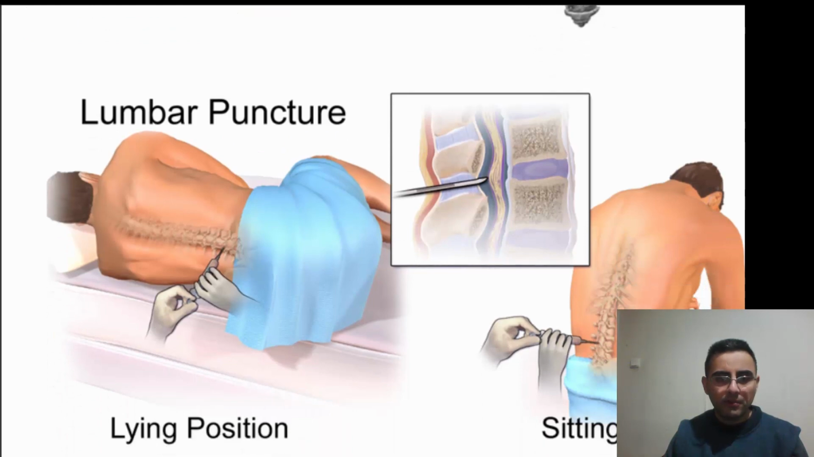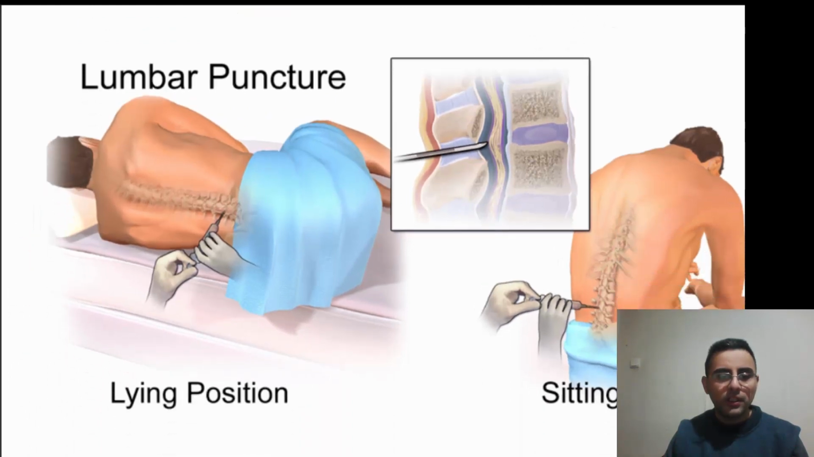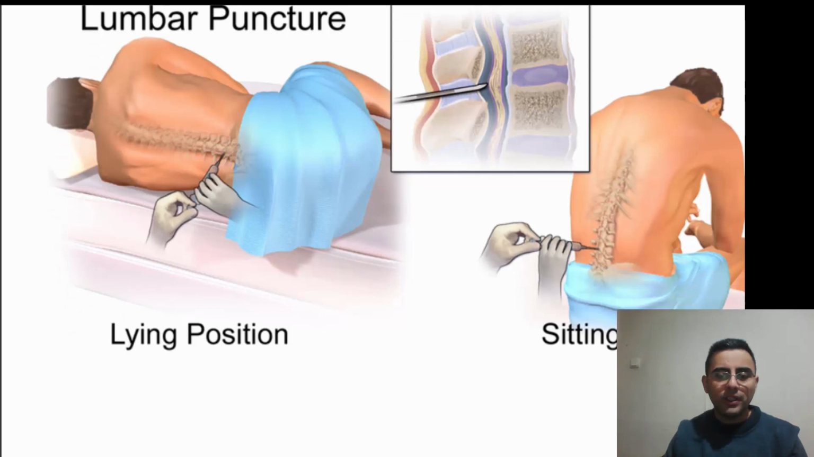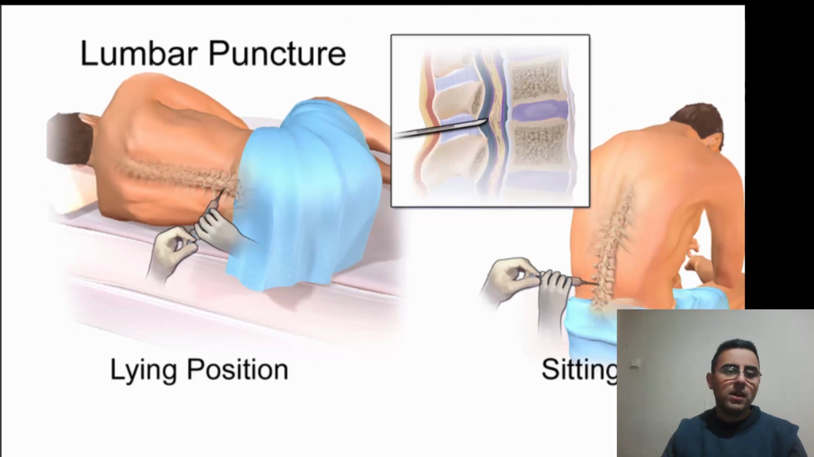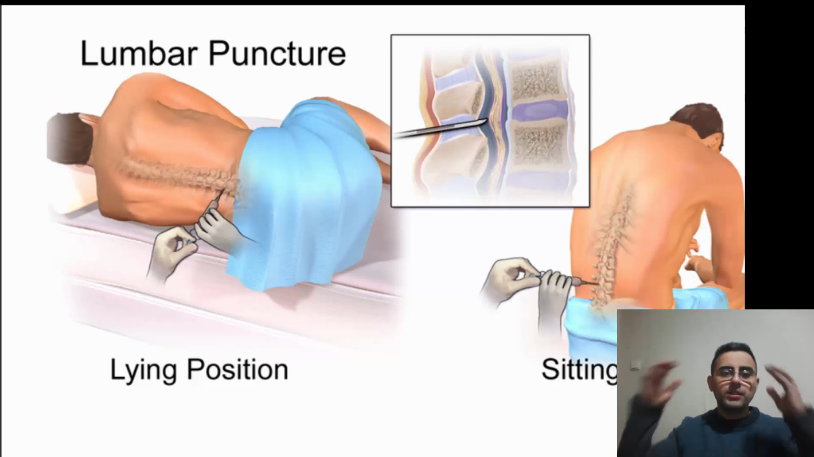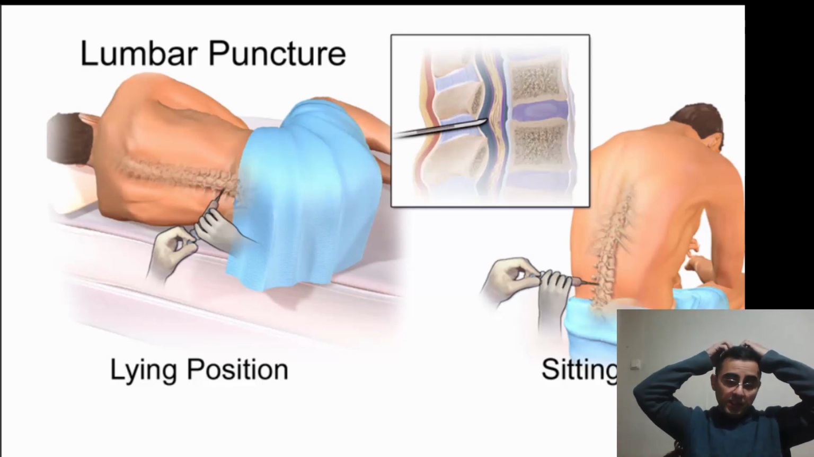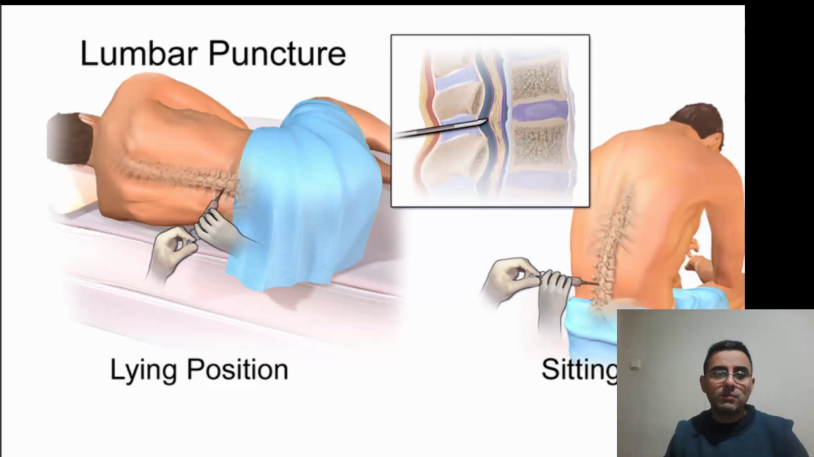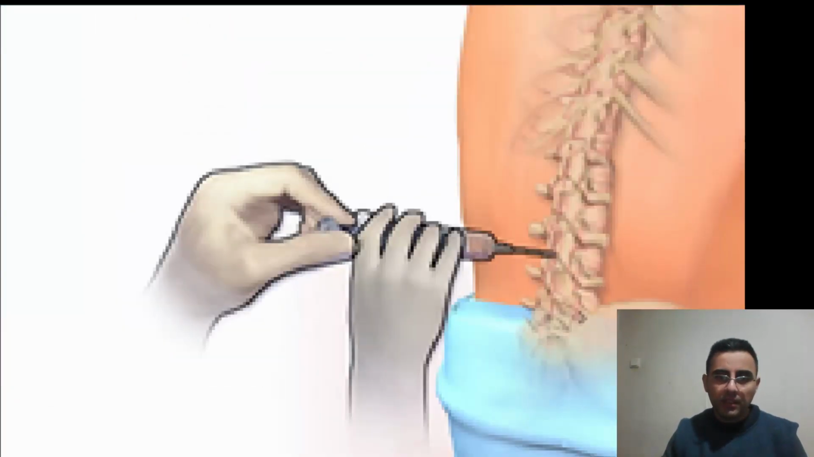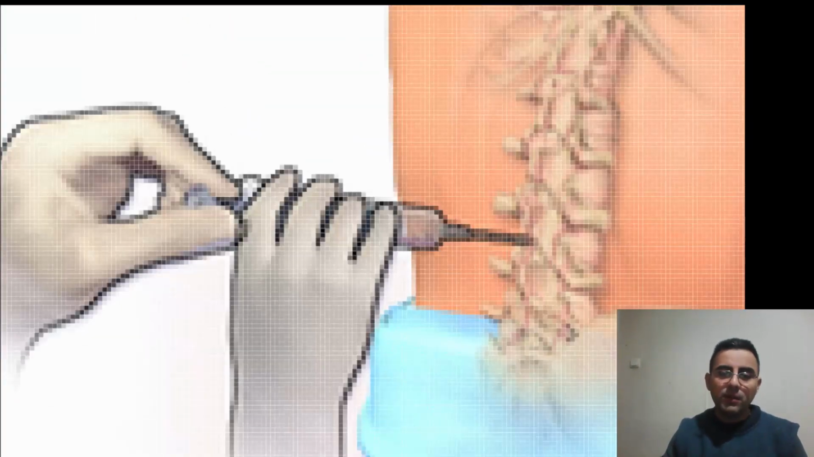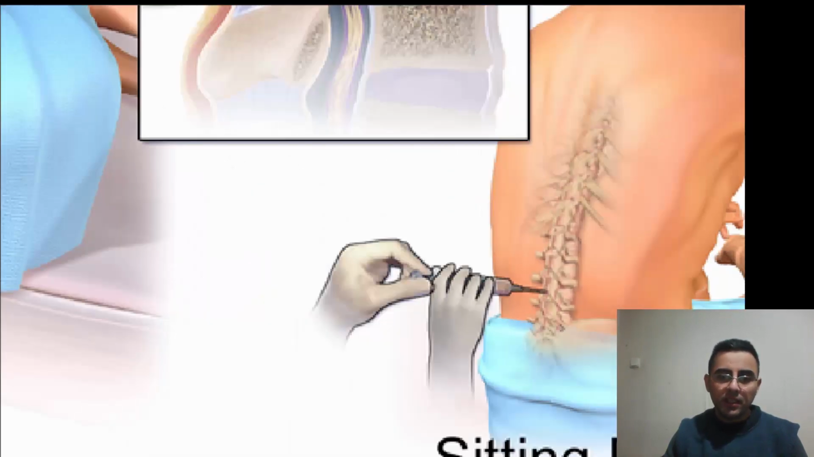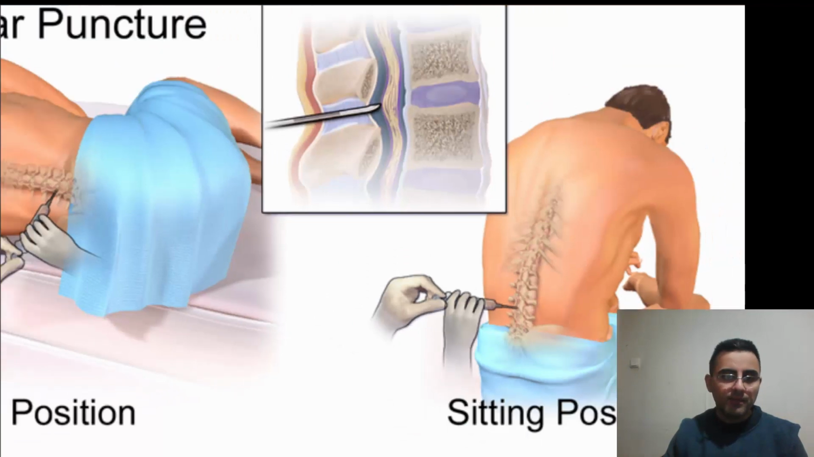Lumbar puncture is performed only in lying position or in sitting position, when spinal column is flexed. Why do we need this flexion? We need it because we need more space for injection, and when spinal column is flexed, it's easy to inject. Okay.